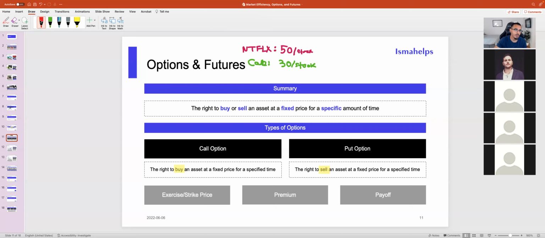Okay. So let's look at another scenario. Let's look at a scenario in which the call option is at $45. So you have the right to buy Netflix's stock at $45 for, let's say, 1 month if you exercise your call option. So would you rather use your option, or would you rather buy it at 50 bucks? What would you rather do?